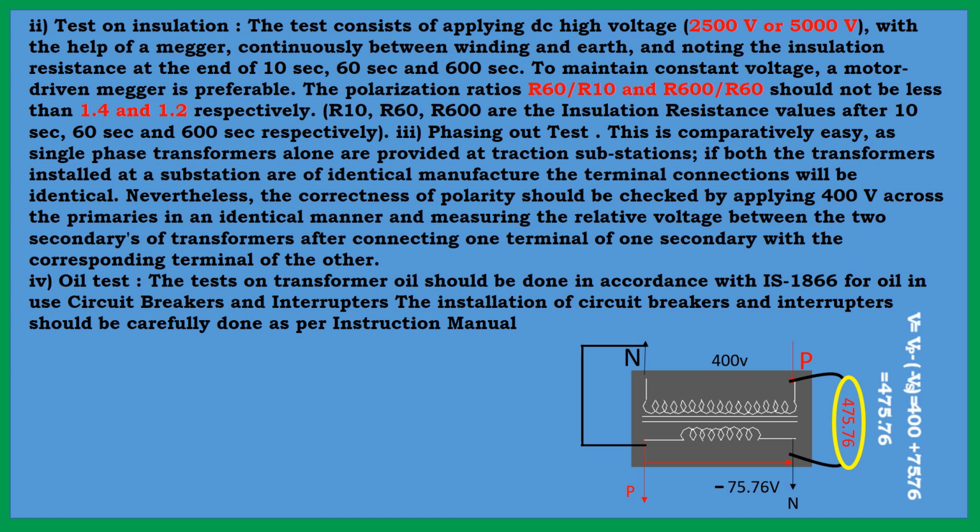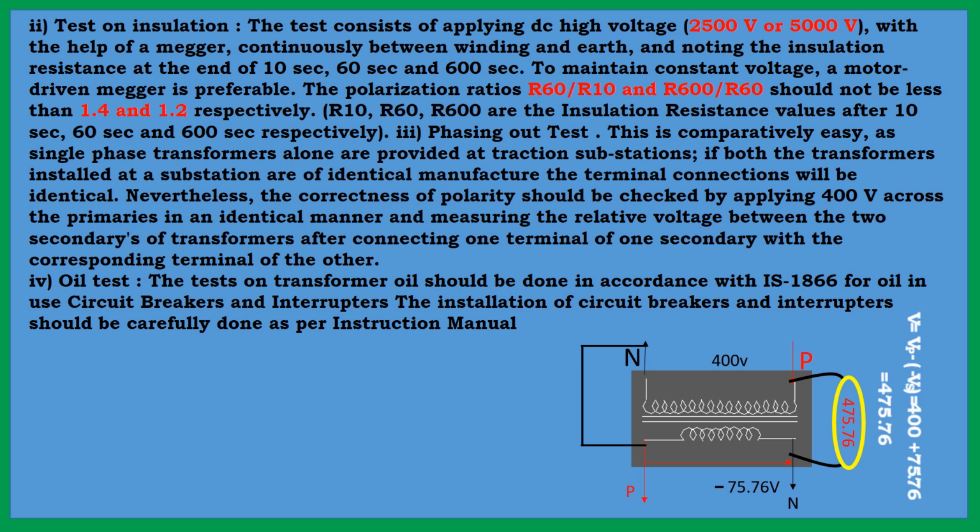Now if the voltage is subtractive, meaning 400 minus 75.76, that means 324.24 volt, then across the voltmeter both are phase. One is the 132 kV phase and another is the 25 kV phase, or HV phase and LV phase. But if it is additive, then the terminal will be opposite. Primary is phase and secondary is neutral. Secondary is the neutral terminal.